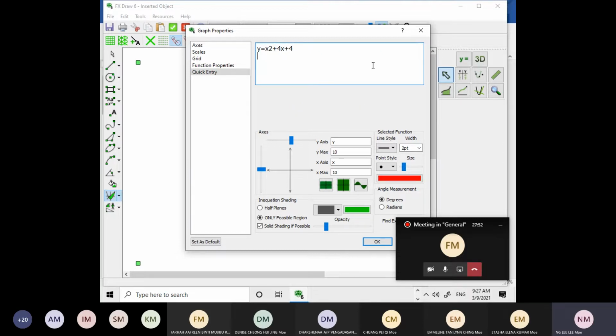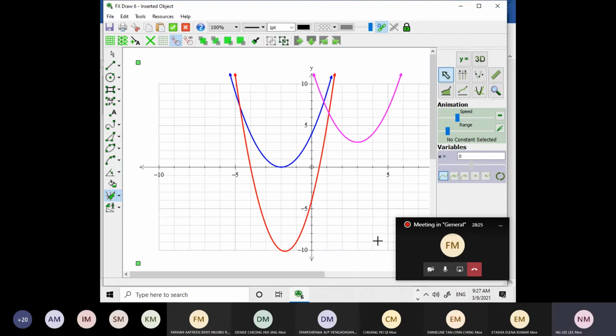Okay, now I go to do the second one: y equals 2x squared plus 7x minus 4. Okay, this is the second one. Now this is the third one: y equals x squared minus 6x plus 12. Okay, so I have done. So I will have three graphs. Okay, so this is the one.